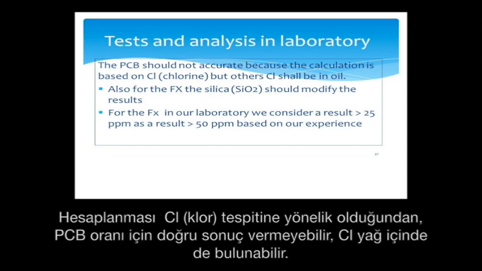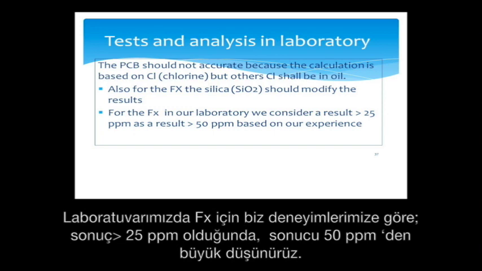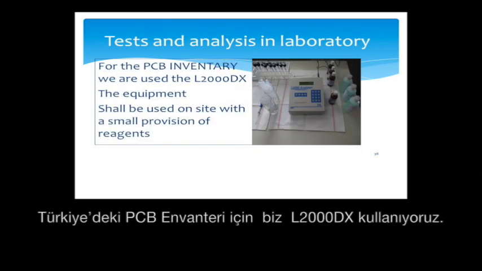The PCB result may not be accurate because the calculation is based on chlorine, and the chlorine should be in oil. Also for the XRF, the silicate, SiO2, can modify the result. For the fluorescence X in a laboratory, we consider a result upper than 25 ppm as a result upper than 50 ppm, based on our experience.